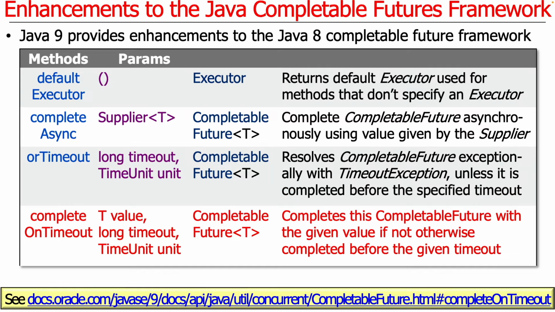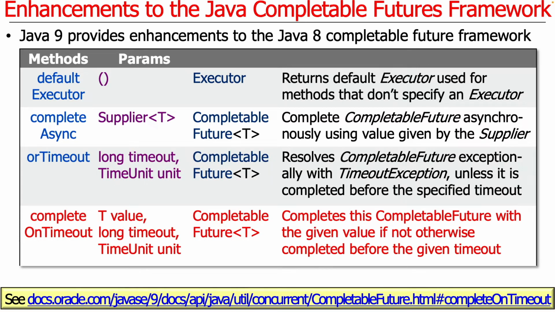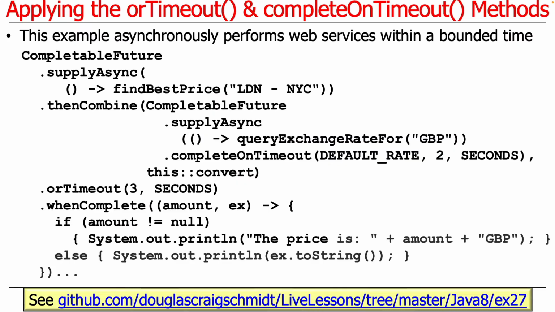And then the final version is complete on timeout, which will complete the completable future with a given value if it's not otherwise completed before the given timeout. So or timeout throws an exception when things time out, whereas complete on timeout gives a default value if things time out. So you can see those are both useful features. They both have their place. One throws an exception, one gives a default value. So let's take a look and see how you can actually use these methods to good effect.